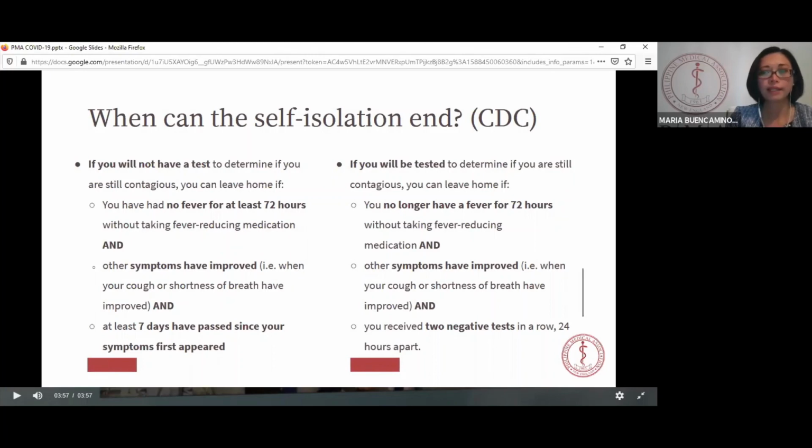If you will be tested to determine if you're still contagious, you can leave home if you no longer have a fever for 72 hours without taking any fever-reducing medications, and symptoms have improved, and you received 2 negative tests in a row, 24 hours apart.